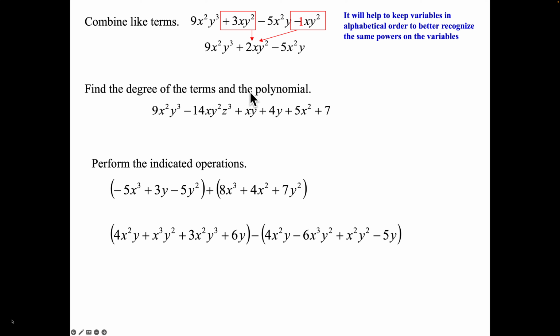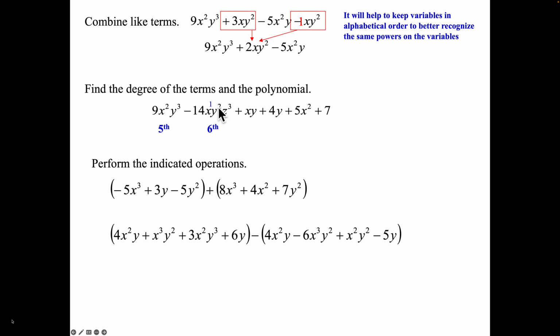All right, find the degree of the terms and the polynomial. So in this example, we have 9x squared y cubed minus 14x, whoops. We might want to put a 1 here, x to the first, y squared z cubed, xy, 1 and a 1, 4y, put a 1 up there, 5x squared, and y to the 7th. So now that you put your 1s, we'll go to each term. I see a 2 plus 3. That's a 5th degree for that term.